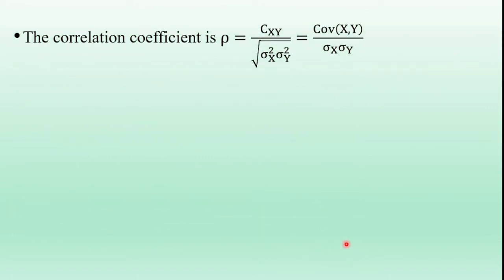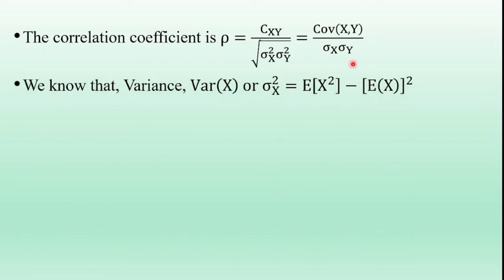Next, find out the correlation coefficient. We know that the correlation coefficient between two random variables is rho is equal to covariance of x comma y by sigma x sigma y. The covariance of x comma y is already calculated. First calculate the variance of the random variable x and variance of the random variable y, and after that substitute sigma x and sigma y values into this equation, we get the correlation coefficient value.